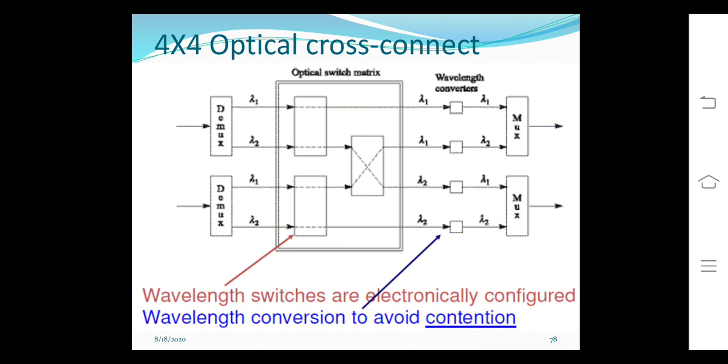If both lambda 2 are coming to the second multiplexer, both have the same wavelength, so your data will be colliding, and that is called contention. So we convert the wavelength to different wavelengths, so your data does not collide.